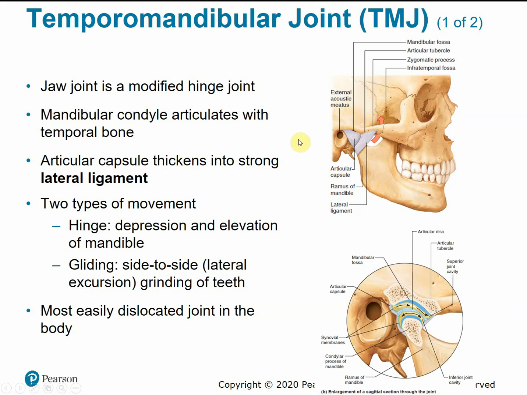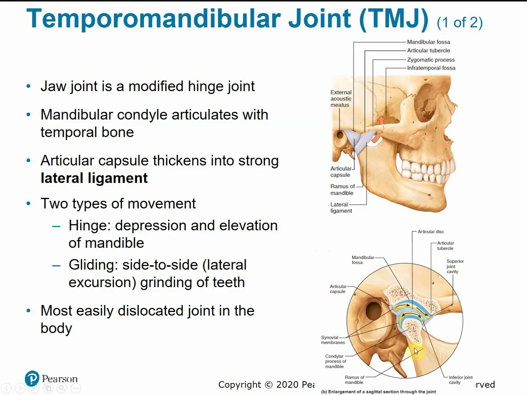There's 2 types of movement we see with the jaw or the TMJ. So we have hinge type movement with our depression and elevation. So we just open and close the jaw. We also have a little bit of gliding movement or that side to side motion of, say, grinding of teeth. The jaw joint is the most easily dislocated joint in the body because it has such a relatively tiny joint capsule, very shallow attachment.